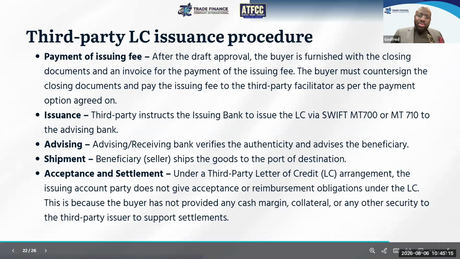The beneficiary will ship the goods to the port of destination. Then it comes to the acceptance and settlement. Okay. And this is very important. We talk about it all the time. So under a third party LC arrangement, the issuing account party does not give acceptance or reimbursement obligation under the LC. This is because the buyer has not provided any cash margin, collateral, or any other security to the third party issuer to support settlements.